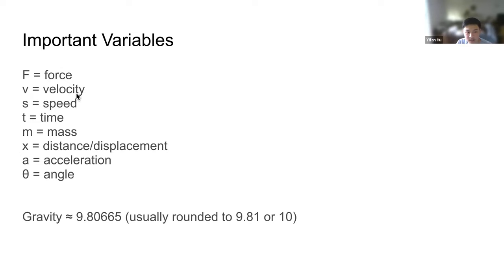Velocity is speed with a direction. If you have a speed, you can't say I go at a negative 10 speed. But you can go negative in velocity, because it has a magnitude and a direction. Speed is only the magnitude, and velocity has a direction with it too.